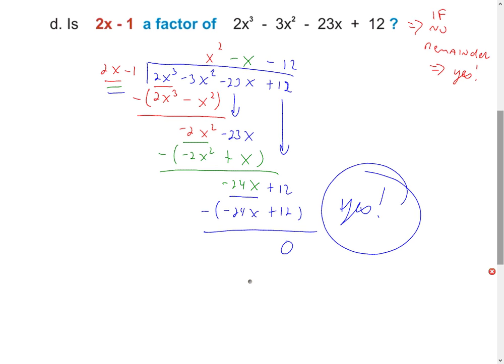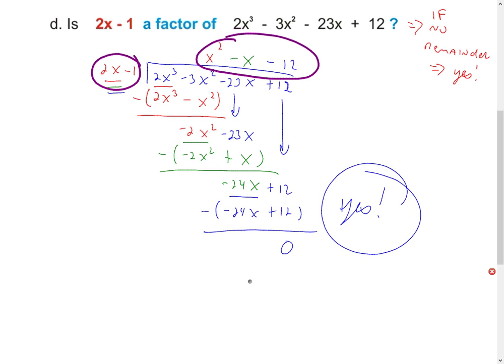All right, hopefully you got yes. And again, don't lose sight of the fact that if you take the 2x minus 1 and you multiply it times the x squared minus x minus 12, then you would get the original. And if we wanted to further factor this, we could actually factor the dividend, right?